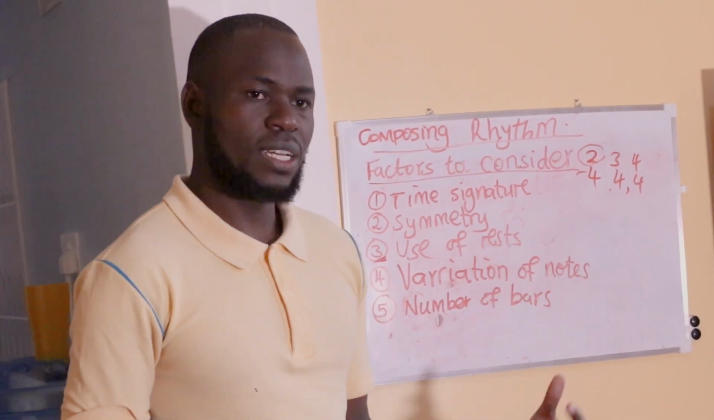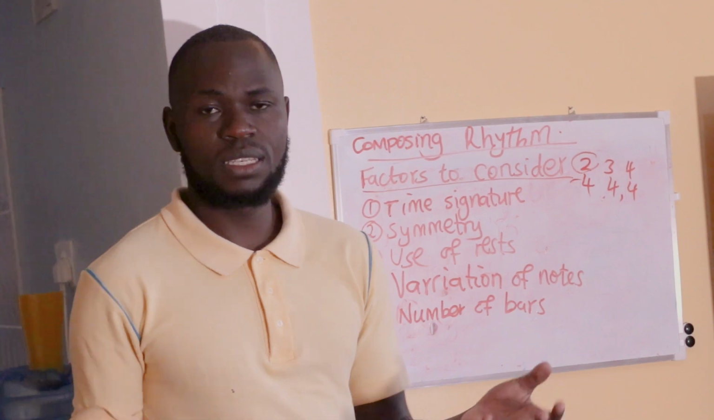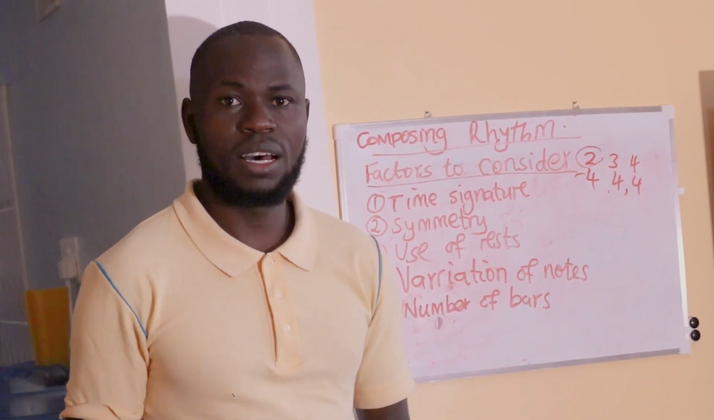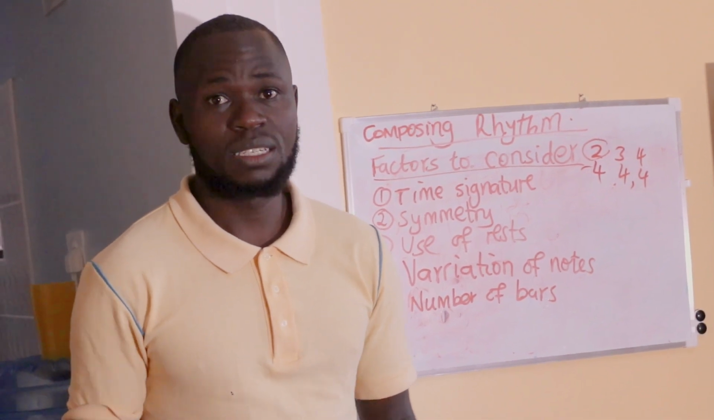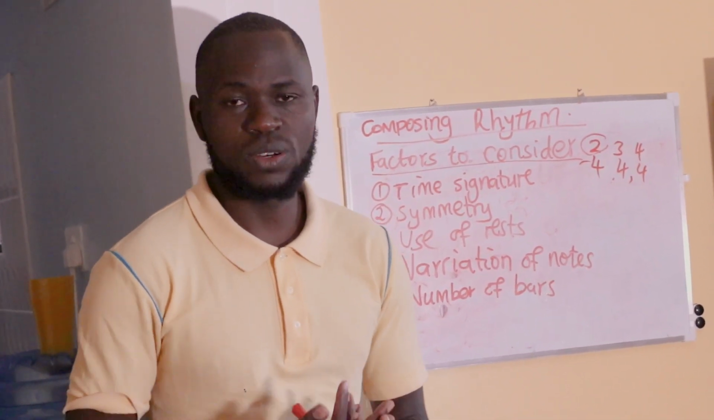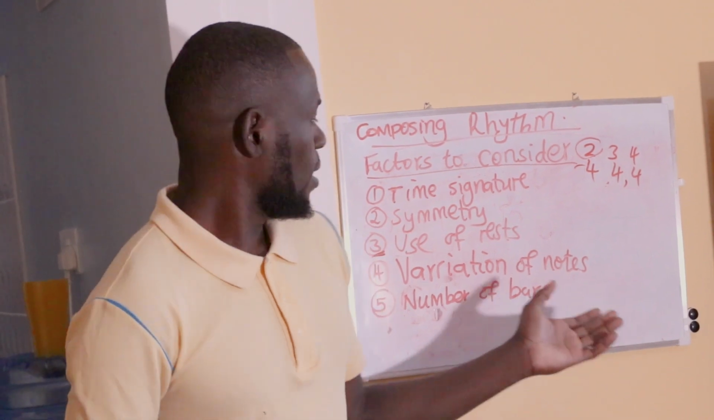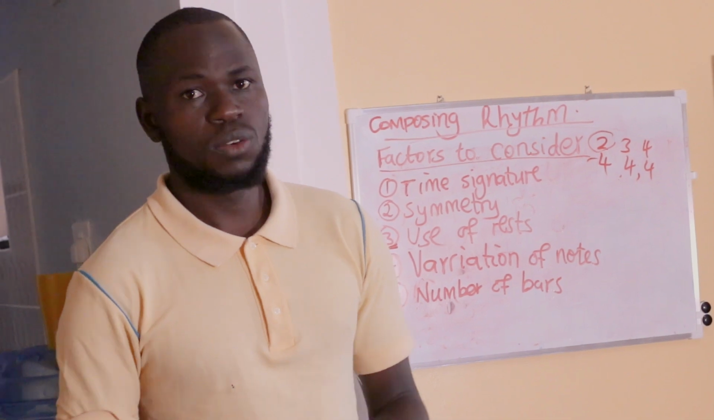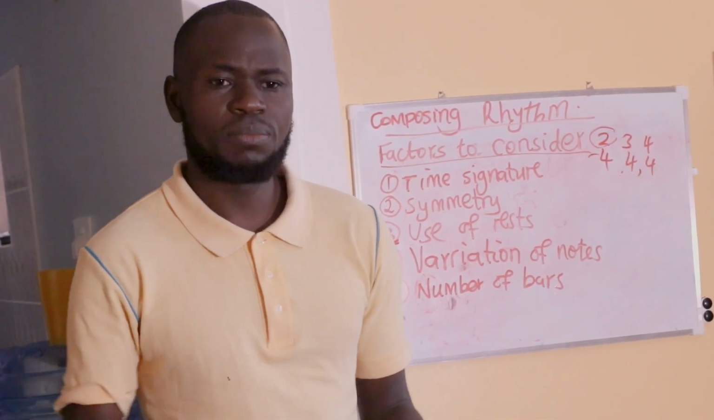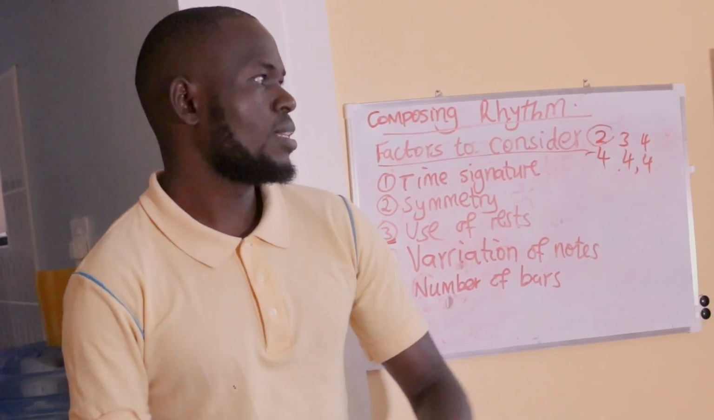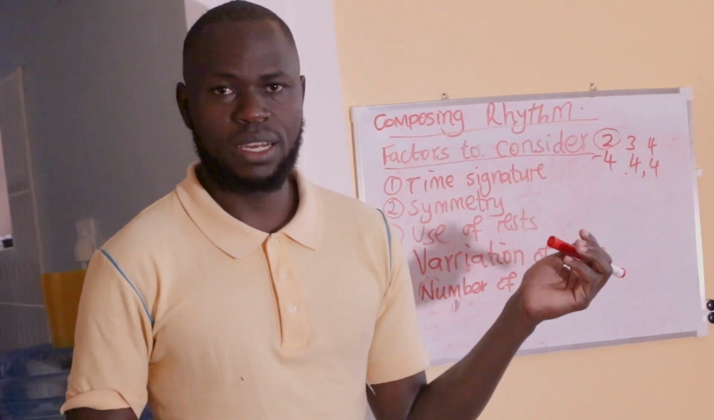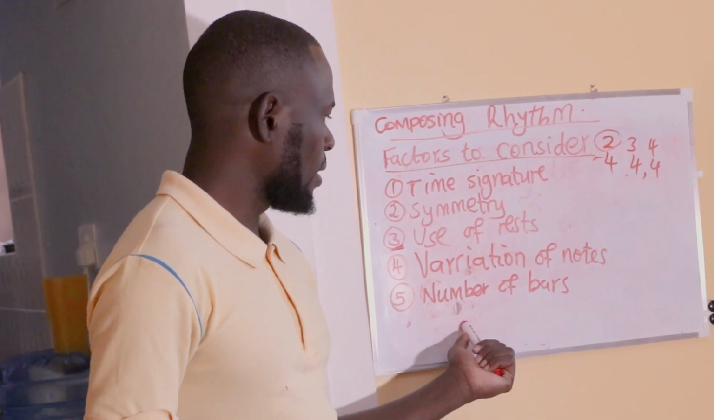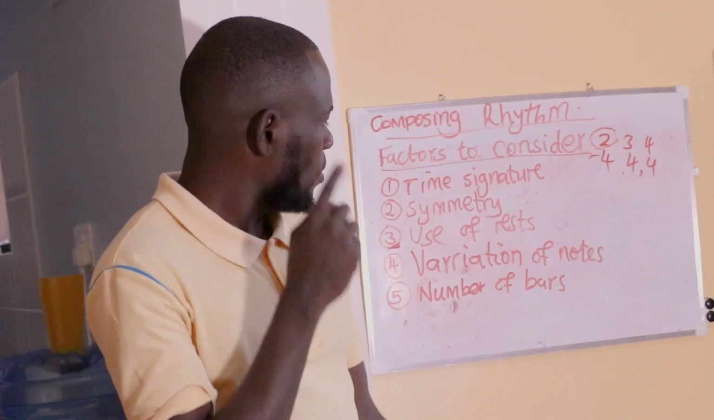So what about the use of rests? Each and every note has its own rest: semibreve, minim, crotchet, dotted notes, among others. They also have their rests. Then another factor to consider is variation of notes, where you vary the notes, not just use the same notes. Using the same notes is a different type of rhythm, which is monotone. Then another one is number of bars.